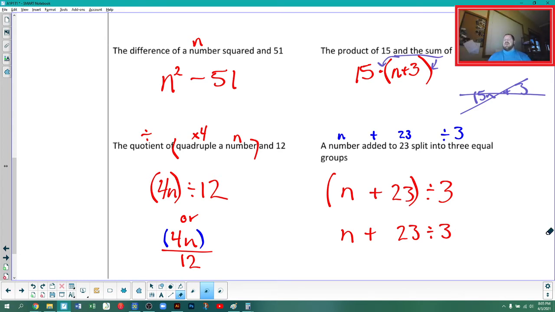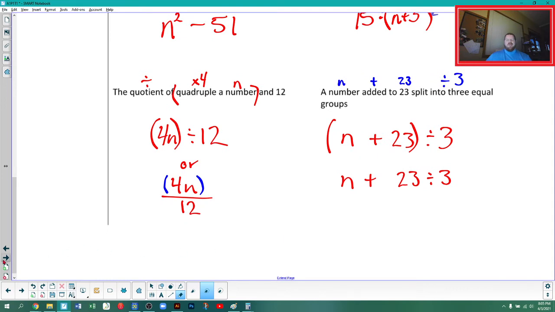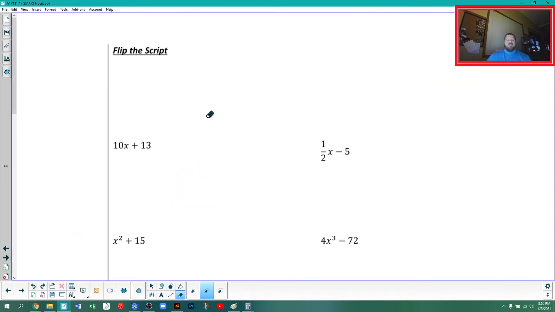Like if somebody said a number added to 23 and then they paused and then they said, then split that into 3 equal groups, that would mean this top one. But if they said a number added to, and then they paused, 23 split into 3 equal groups, then I would think this one. But it's all different when it's verbal, okay? And this one, yeah, this one's very ambiguous. You could take that either way. Let's turn the page and move on.